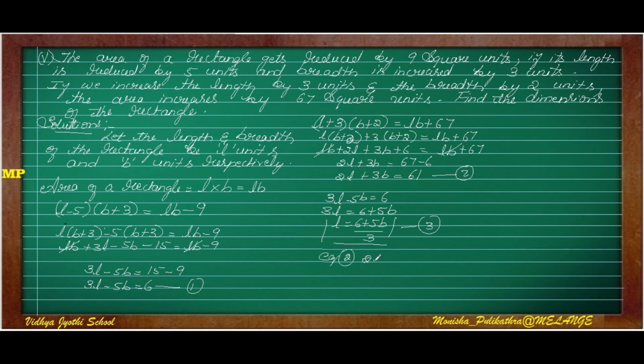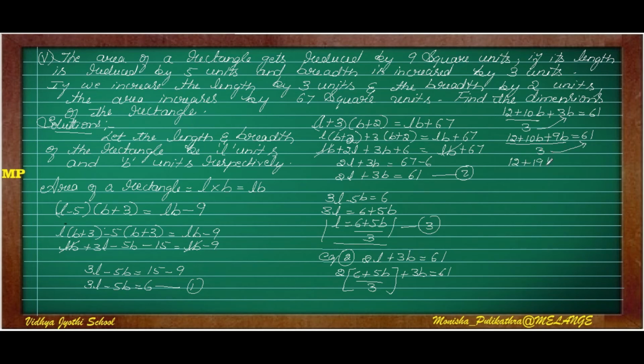Equation 2 is 2L plus 3B is equal to 61. In the place of L we need to substitute it: 2 times (6 plus 5B) divided by 3 plus 3B is equal to 61. Since 2 and 3 are not divisible, we have to multiply it: 2 sixes are 12 plus 2 fives are 10B, whole divided by 3, plus 3B is equal to 61. So cross multiply: 12 plus 10B plus 3 threes are 9B, whole divided by 3, is equal to 61.